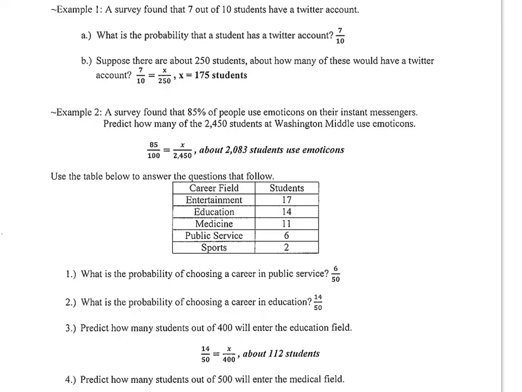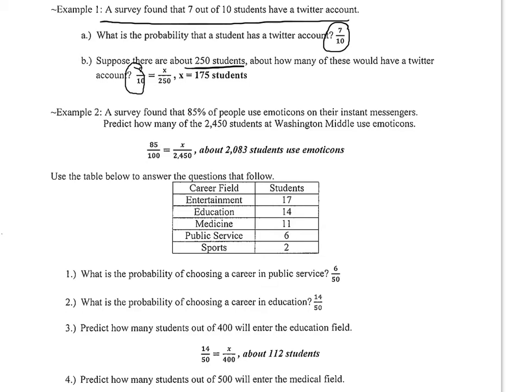So the ways that we use these predictions: a survey found that 7 out of 10 students have a Twitter account. So the probability that someone has an account is 7 out of 10. Now, this is what I know. I know there's 7 out of 10 students that have an account. I can use that to predict out of 250 students how many would have an account.